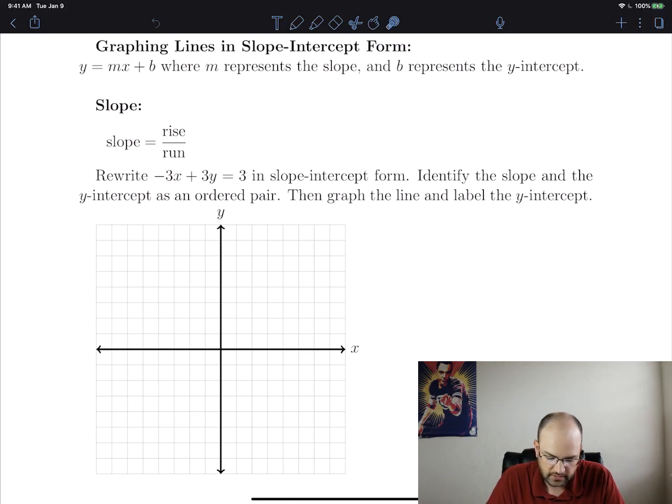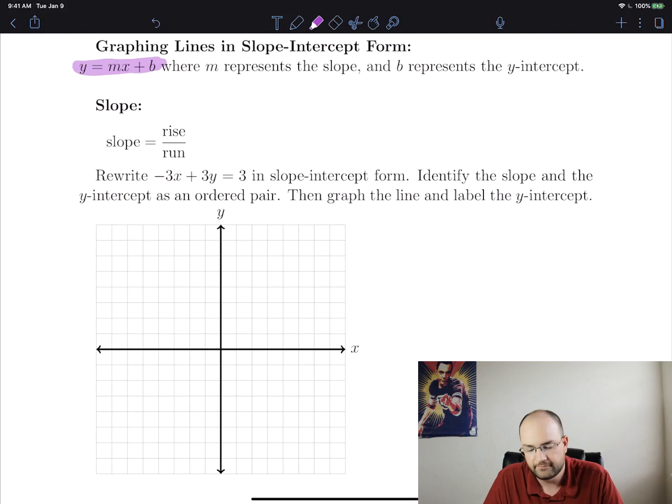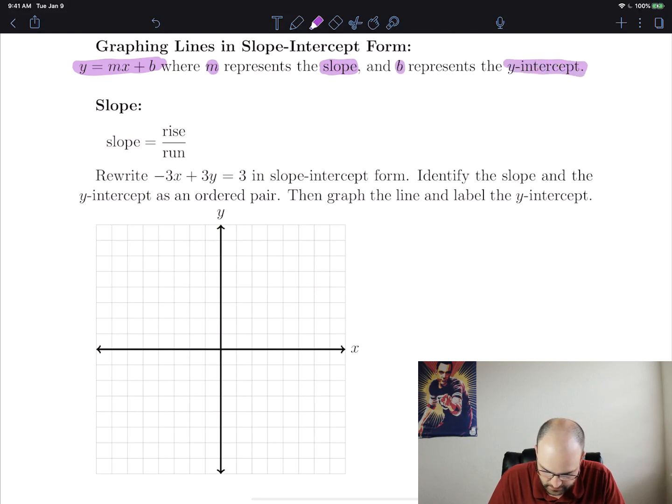Now, slope-intercept form is a little bit different from standard form, because slope-intercept form is in the form of y equals mx plus b, where m represents the slope and b represents the y-intercept. This form is actually pretty nice because slope is just rise over run. If we have a single point and we have the slope, we can graph any line.